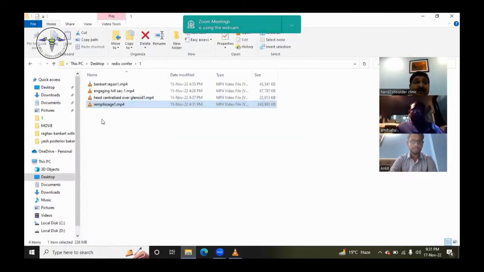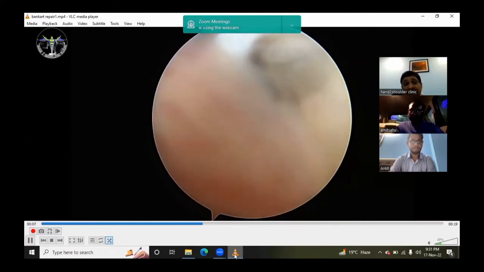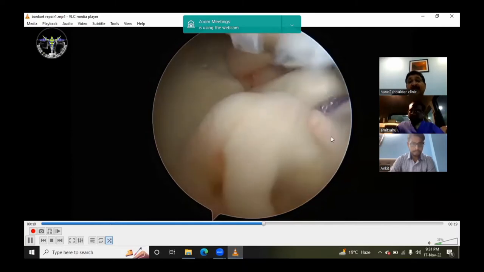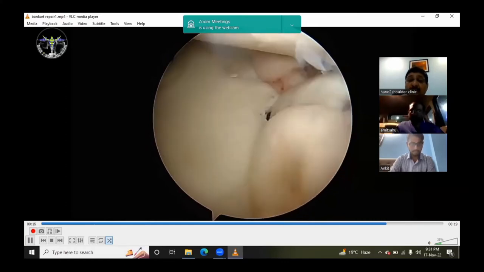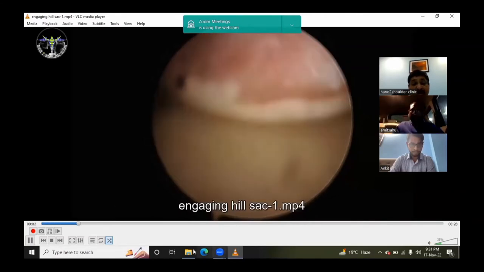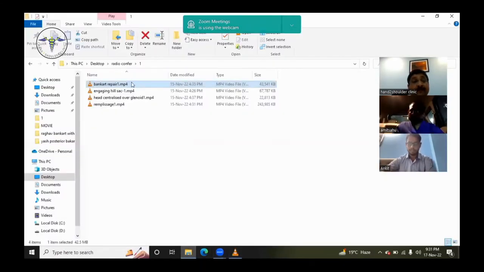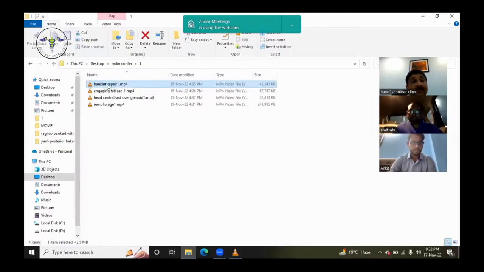So we fill the defect. The other thing we have to do is take care of the Bankart. This is how we do it. We just put an anchor in the glenoid. This is the glenoid, and we have taken the capsulolabral tissue. We take huge bites because we have to shift the tissue. Loose tissues we have to shift towards the glenoid.